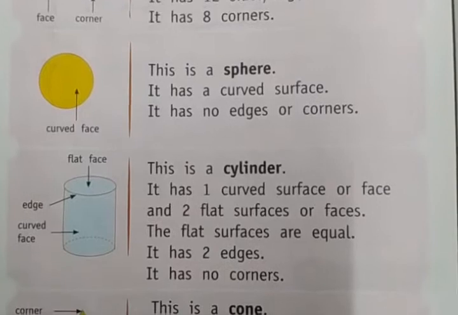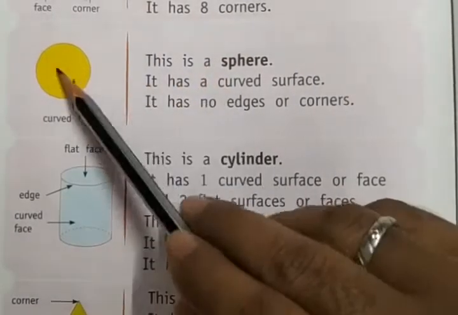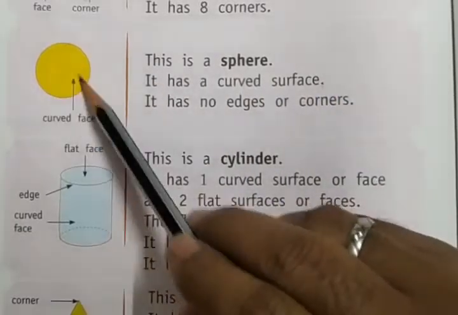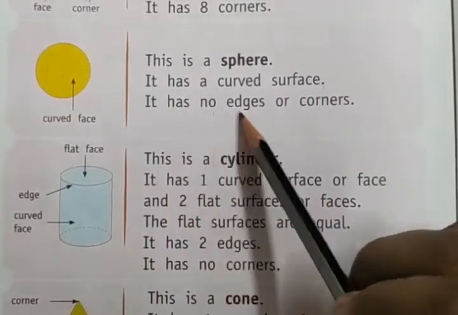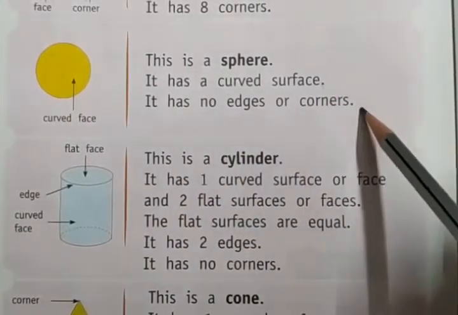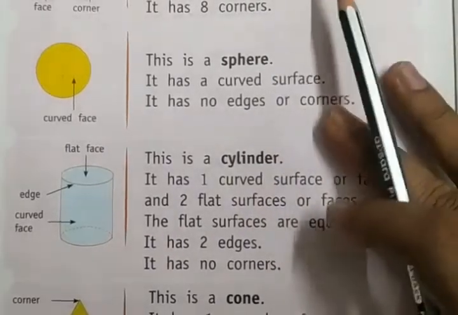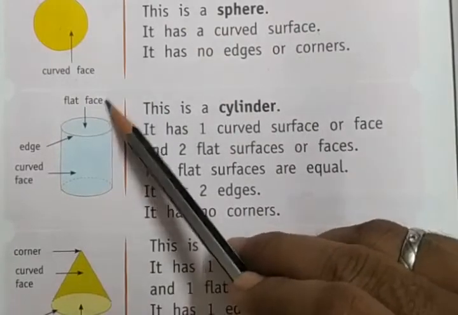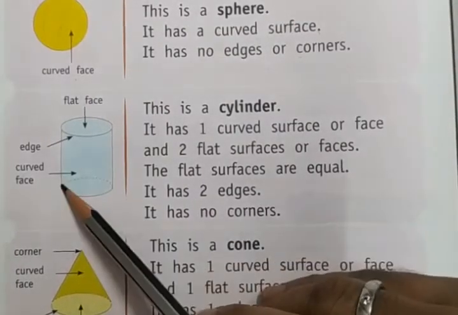So this is a sphere. It has a curved surface and it has no edge or corner. Okay. The circle. Curved face. Flat face. Edge face. Curved face.